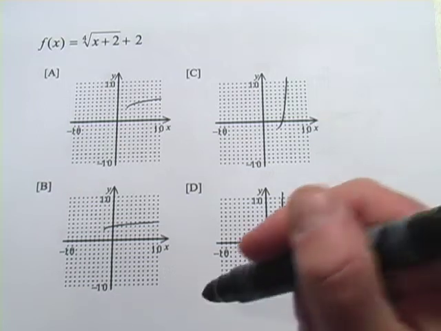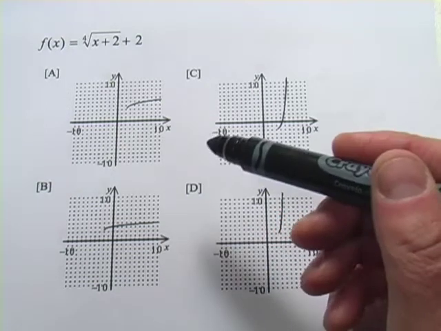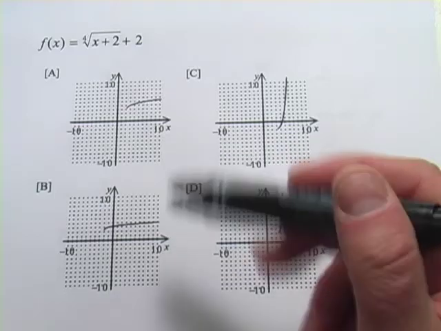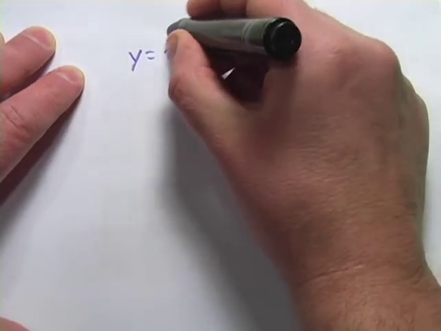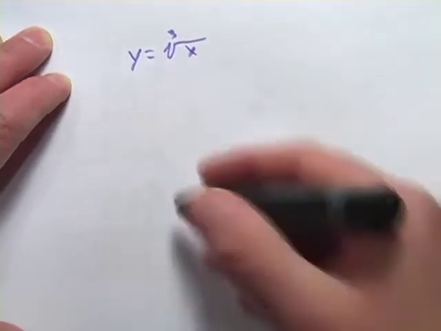In these problems, we're trying to identify the graphs of cube root and fourth root functions. And before we try some of these, let's take a look at what those graphs look like, just the basic functions or the mother functions. So if you have y equals the cube root of x, what's that going to look like?